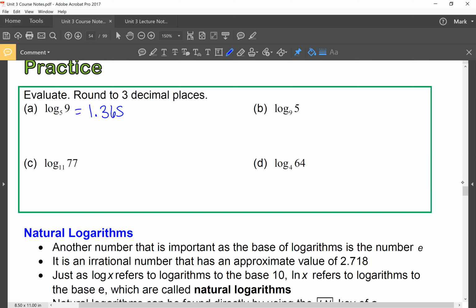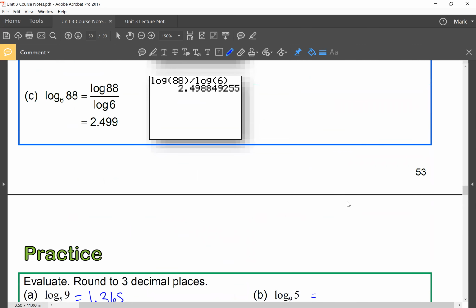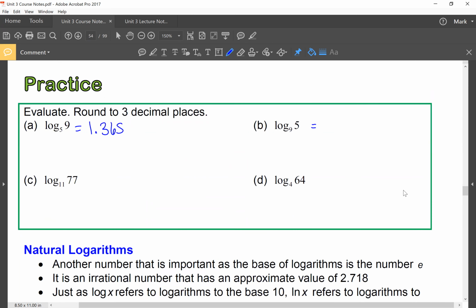Now, to solve something like this, I could use my formula. What I mean is here, I could go log 5 over log 9, or just use the Casio calculator to solve this for you. So Casio calculator, log 9 and 5 gives me 0.732. Easy.